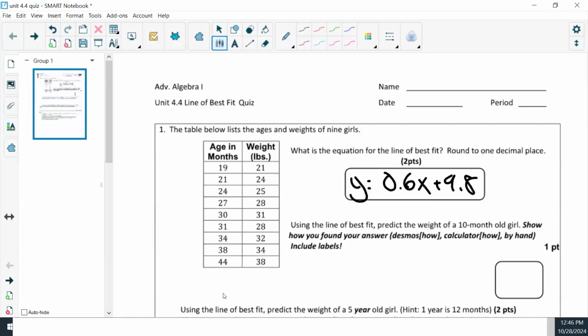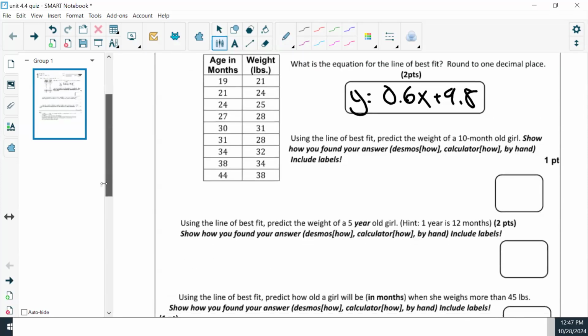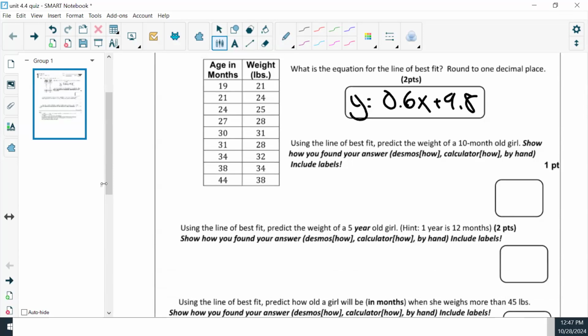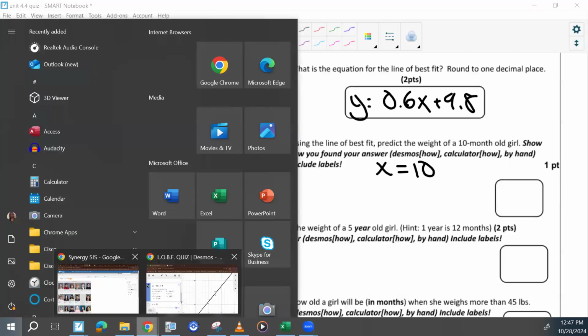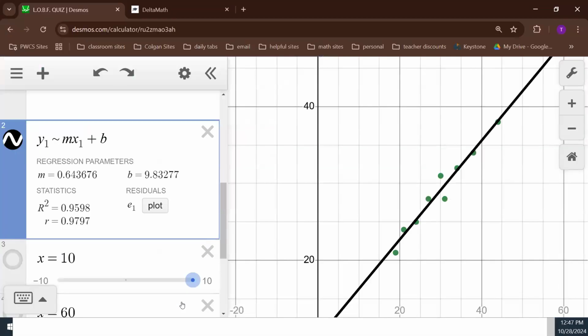Now, moving forward, the first question asks you to round to the first decimal place. All of the others, you should have been using all of the decimals, either algebraically or graphically, and I'm going to show that. In this next one, using all the decimals, the 10-month-old girl, the 10 months would be x. This is me showing my work. This is how I'm going to do this in Desmos: put x equals 10 in Desmos and find where those two lines cross.